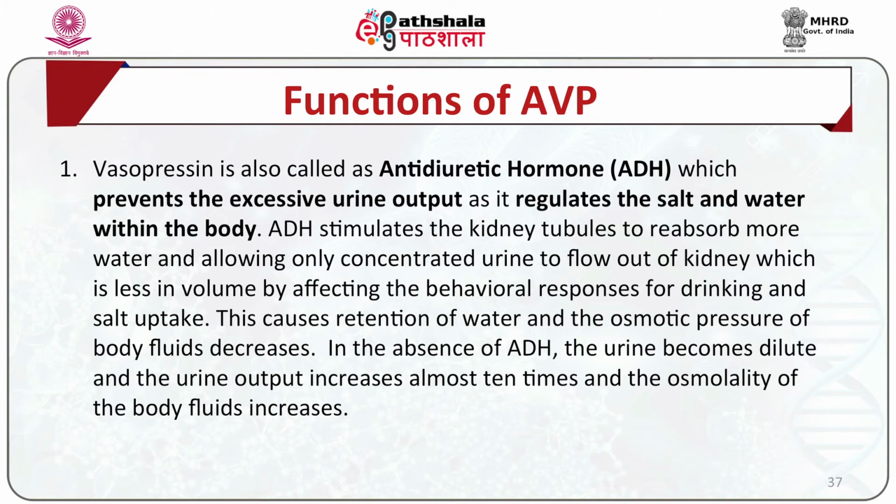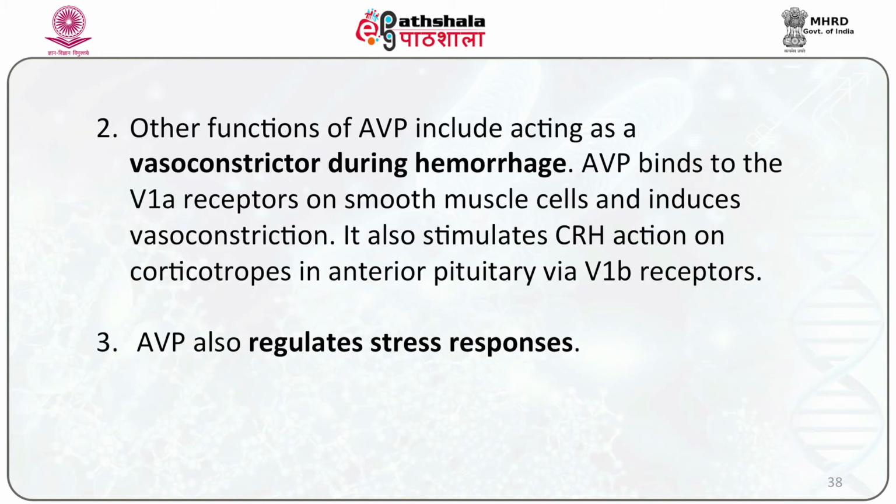In the absence of ADH, the urine becomes dilute and the urine output increases almost 10 times, and the osmolality of the body fluids also increases. Other functions of AVP include acting as a vasoconstrictor during hemorrhage. AVP binds to V1A receptors on the smooth muscle cells and induces vasoconstriction. It also stimulates CRH action on corticotrophs in the anterior pituitary via V1B receptors. AVP also regulates the stress responses.